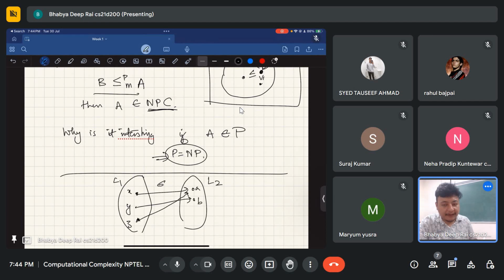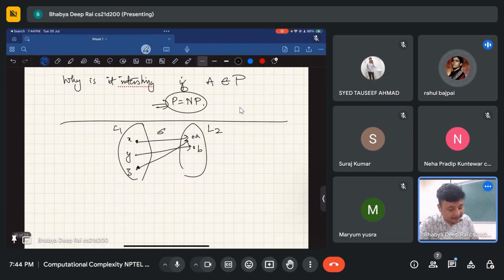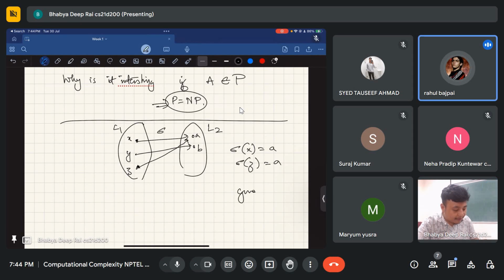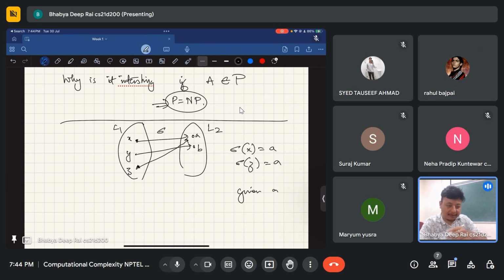Okay, Rahul. So now I have this problem that sigma X is equal to A and sigma of Z equals to A. Now, if I want to invert this, let's say I'm given A. Okay, so there may be some instances in L2 that do not have a pre-match. Exactly. There may not be a pre-match. I think Suraj's comment was exactly that, that the function may not be invertible, right?